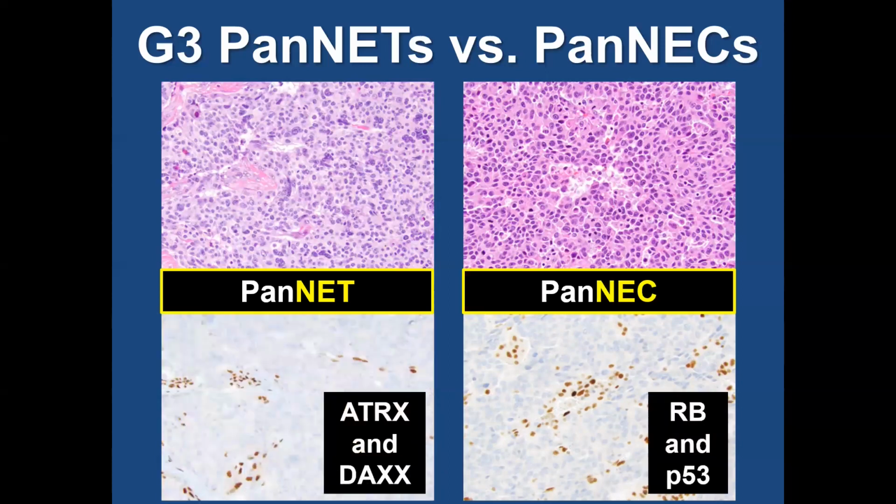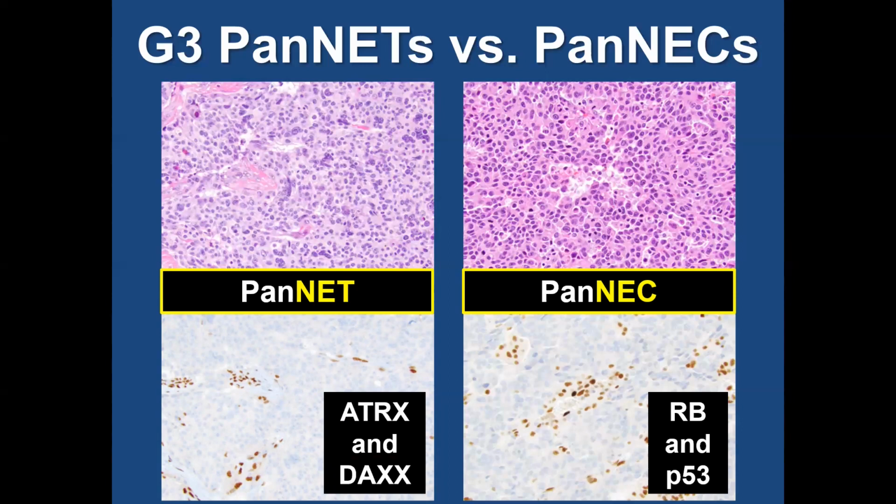Using a limited immunopanel of ATRX and RB, as well as DAXX and P53, can be extremely helpful in distinguishing between grade 3 neuroendocrine tumors and neuroendocrine carcinomas of the pancreas. However, these proteins, again, are not lost in every well-differentiated neuroendocrine tumor or every poorly differentiated neuroendocrine carcinoma. Therefore, in my opinion, they should be used to support your presumptive diagnosis on the basis of the patient's clinical presentation and histologic findings.